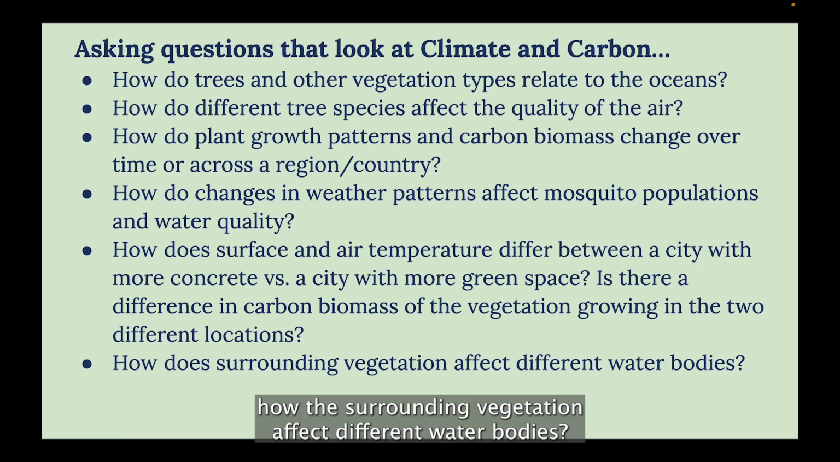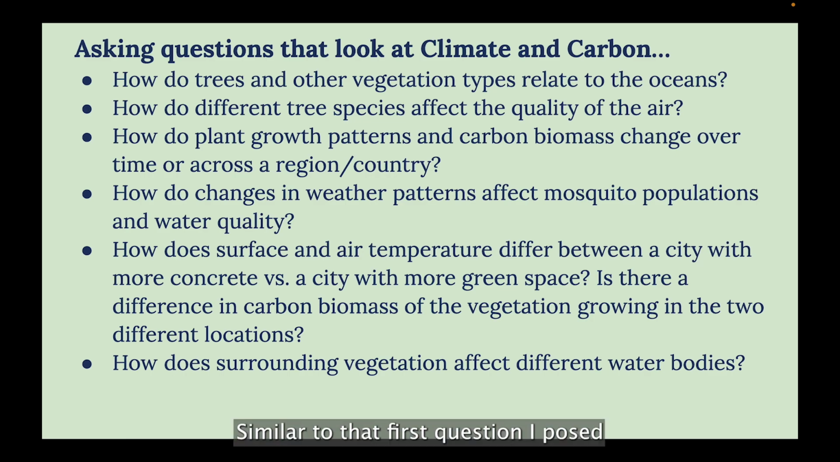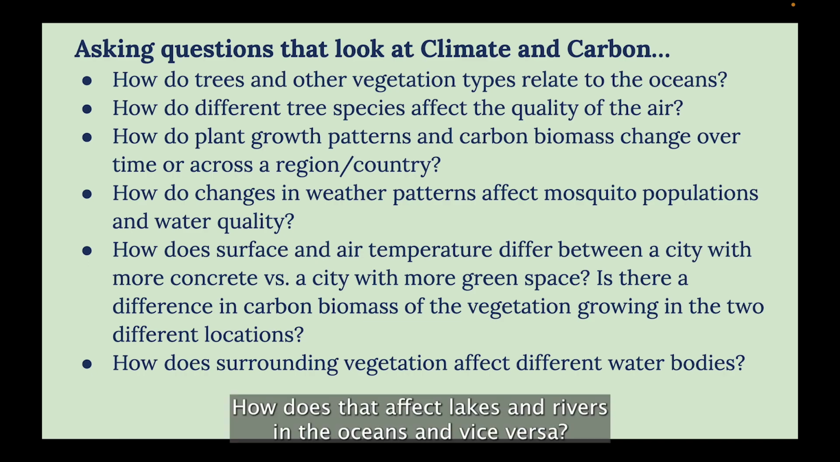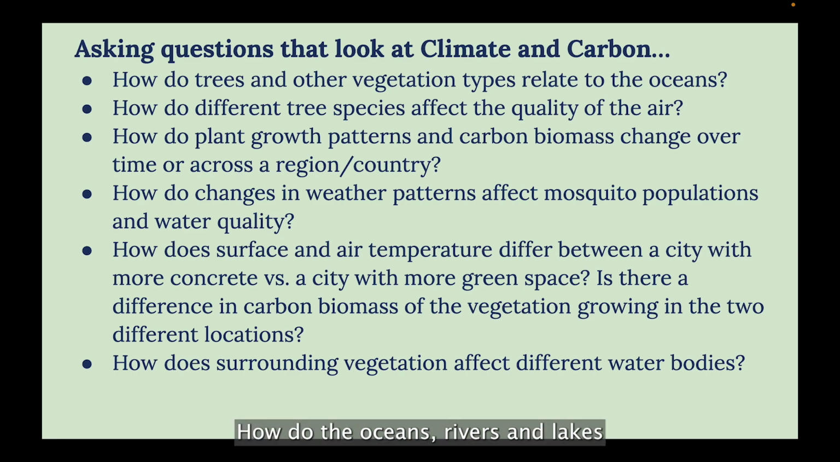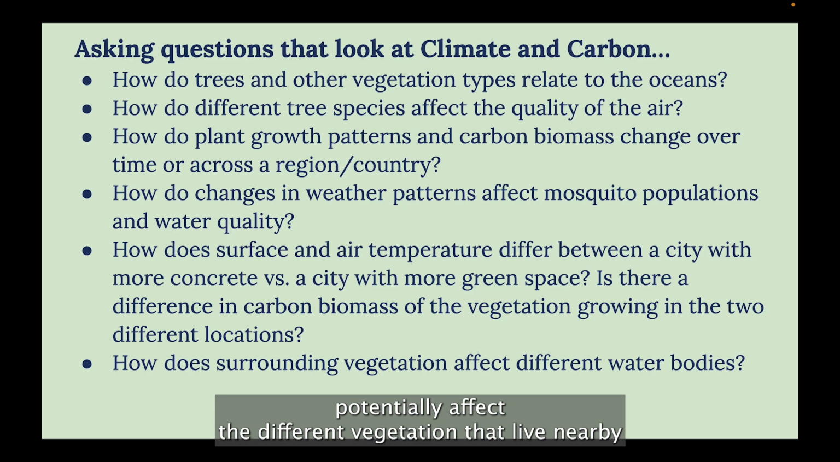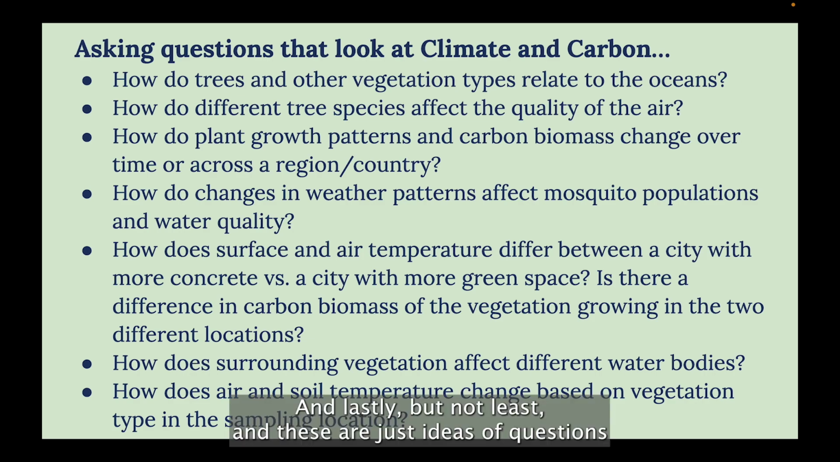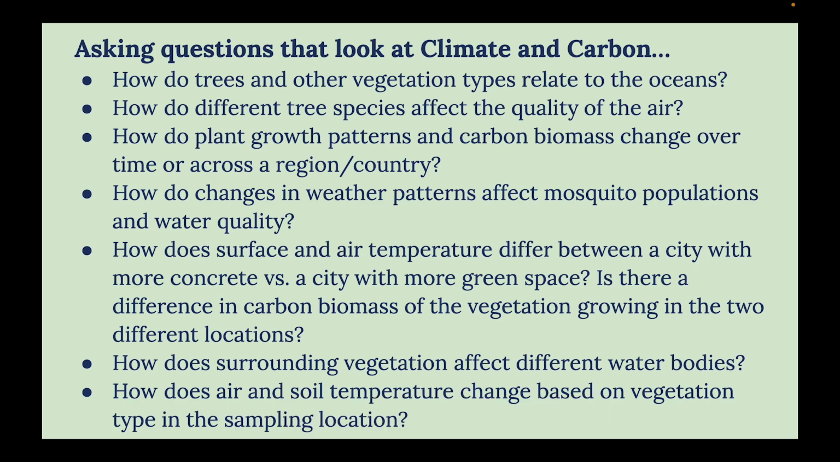And again, how does surrounding vegetation affect different water bodies? Similar to that first question I posed, where does vegetation come into play with water? How does that affect lakes and rivers and the oceans? And vice versa, how do the oceans, rivers, and lakes potentially affect the different vegetation that lives and grows nearby? And lastly, but not least, and these are just ideas of questions, how does air and soil temperature change based on vegetation type in a sampling location?